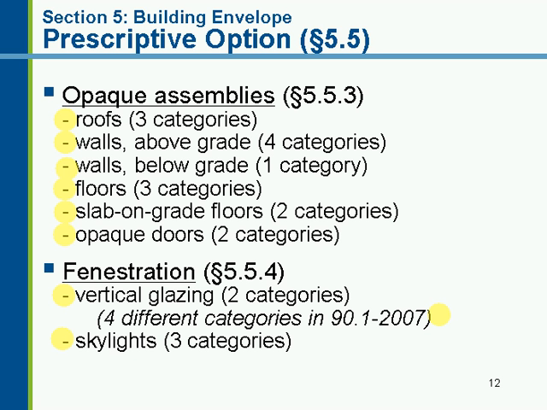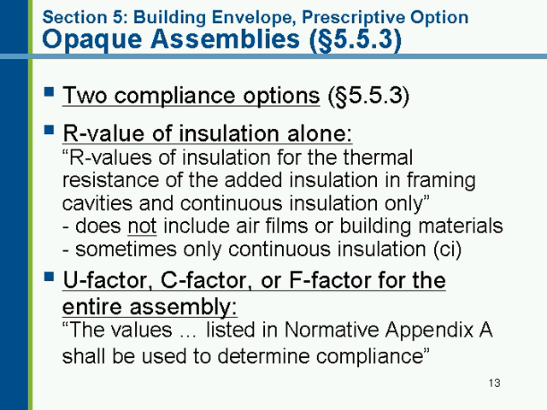Before we get into the criteria, the specific R values, let me give you the general requirement here. The 2 compliant options, as I referred to earlier, one is the R value of the insulation alone. So to quote, the R value is the insulation for the thermal resistance of the added insulation in framing cavities and continuous insulation only. So this does not include air films or building materials. Sometimes it is limited to continuous insulation.